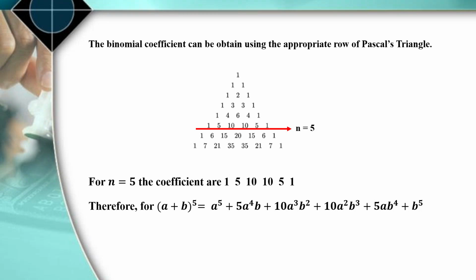Therefore, a plus b to the power of 5 equals a to the power of 5 plus 5a to the power of 4 b plus 10a to the power of 3 b to the power of 2 plus 10a to the power of 2 b to the power of 3 plus 5a b to the power of 4 plus b to the power of 5.